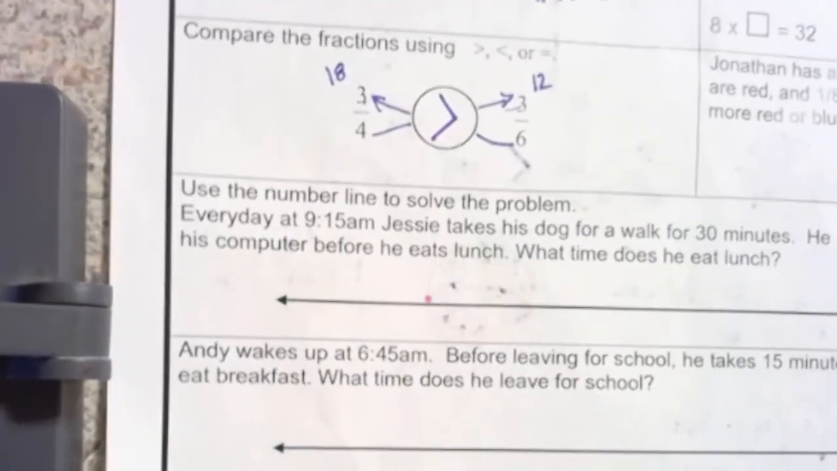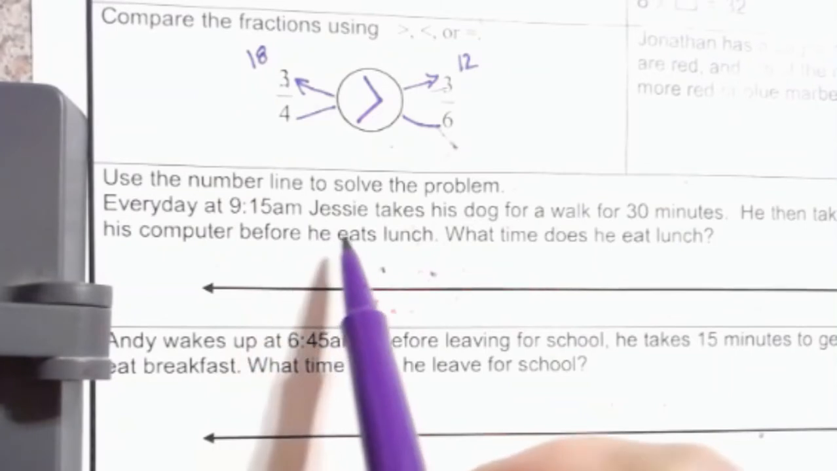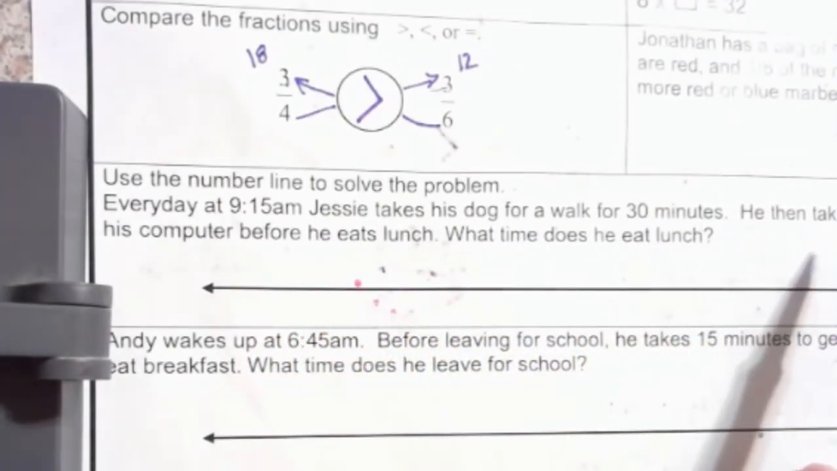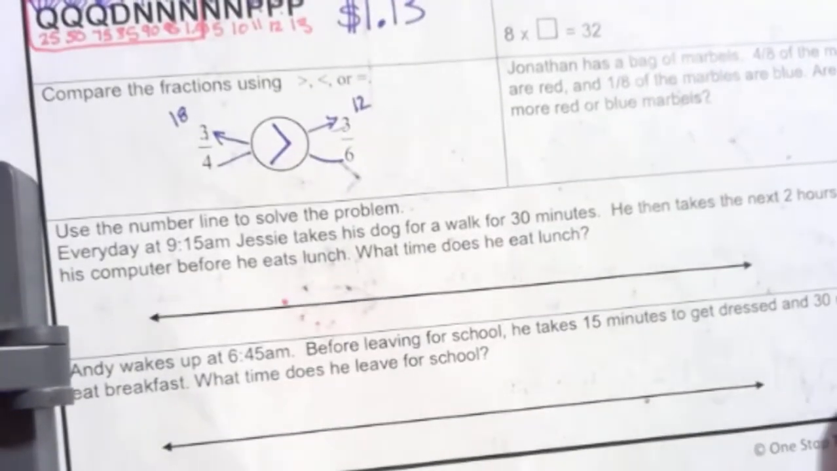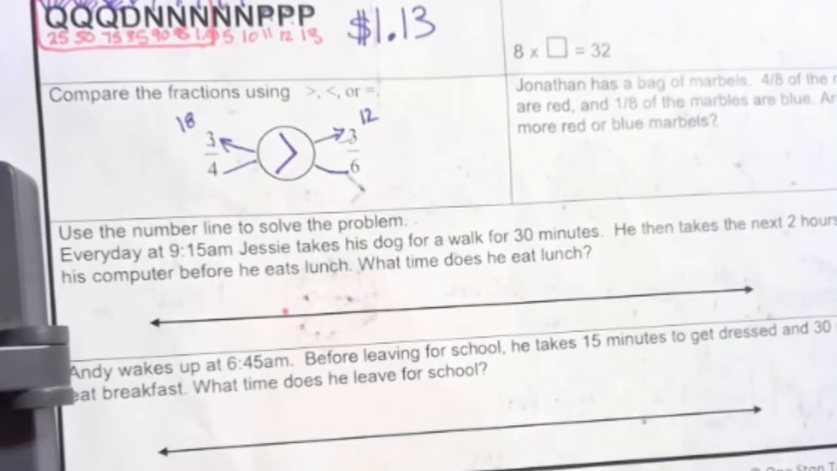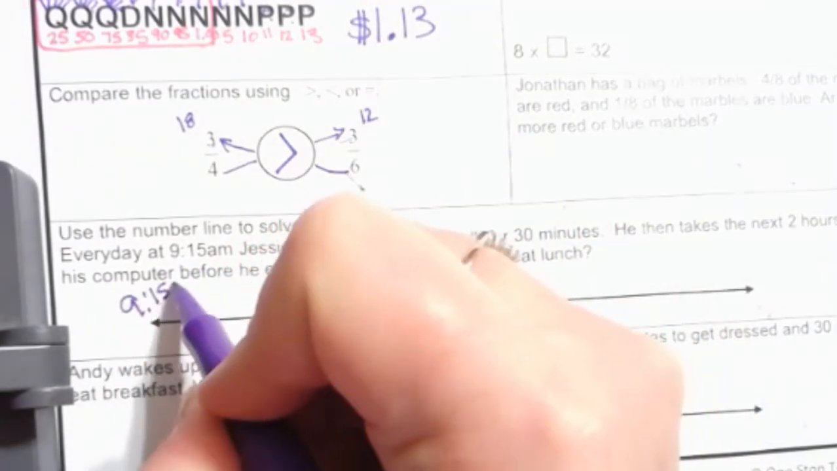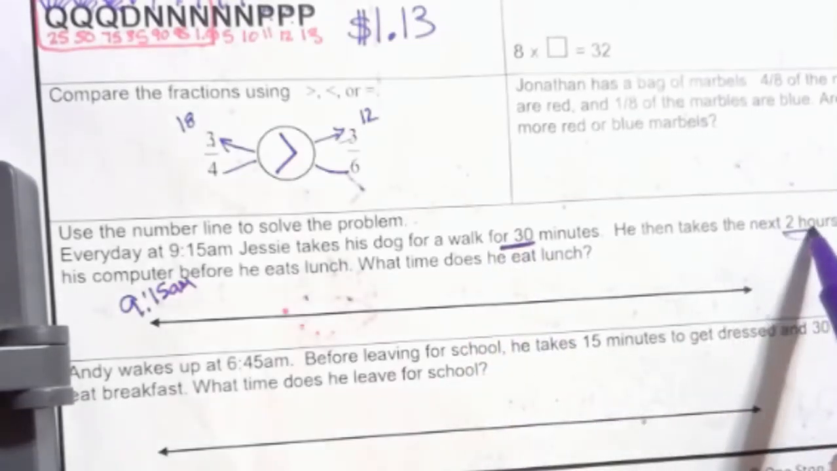All right, here we go with some more elapsed time. Every day at 9:15, Jesse takes his dog for a walk for 30 minutes. He then takes the next 2 hours to work on his computer before he eats lunch. What time does he eat lunch? Well, what time is he starting? Starting at 9:15 a.m. And he's going to go for 30 minutes and then 2 more hours.